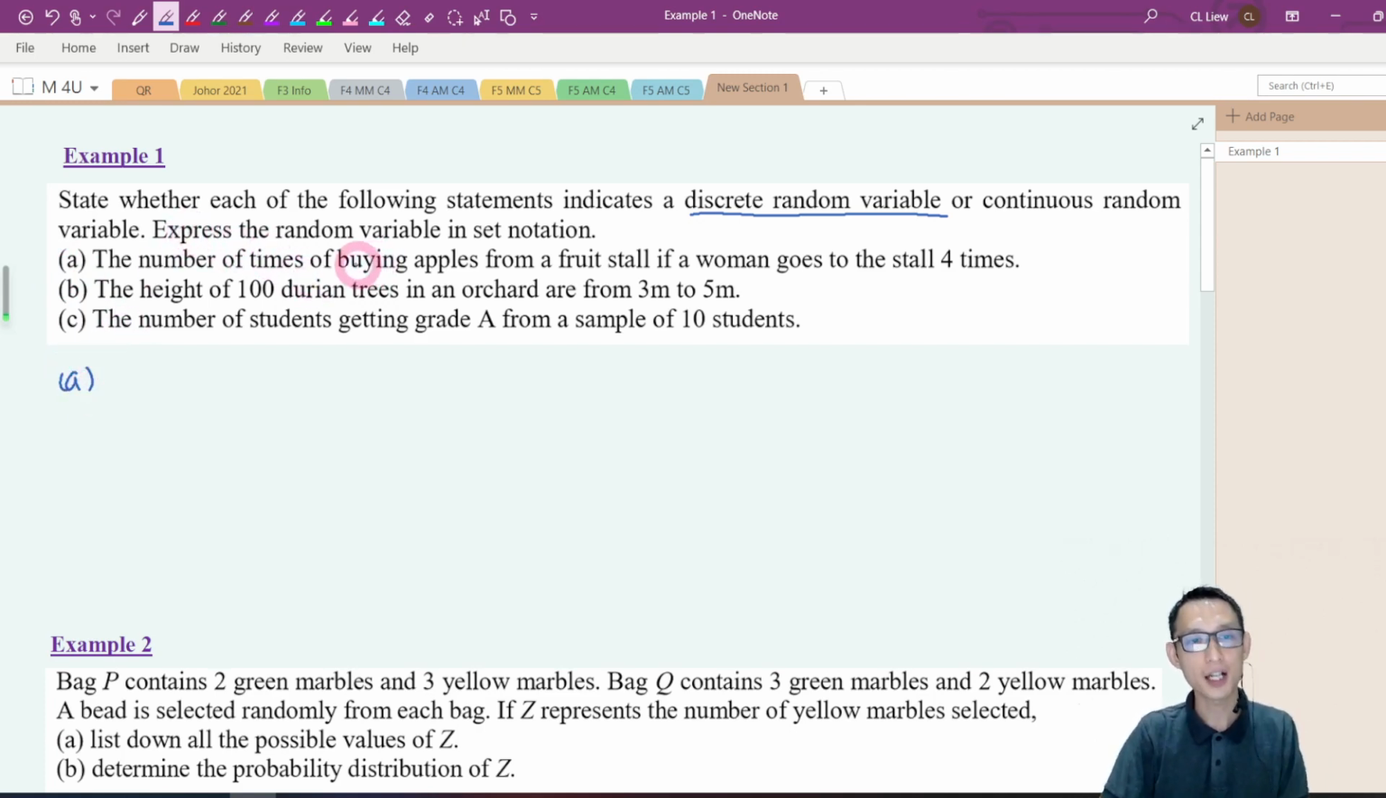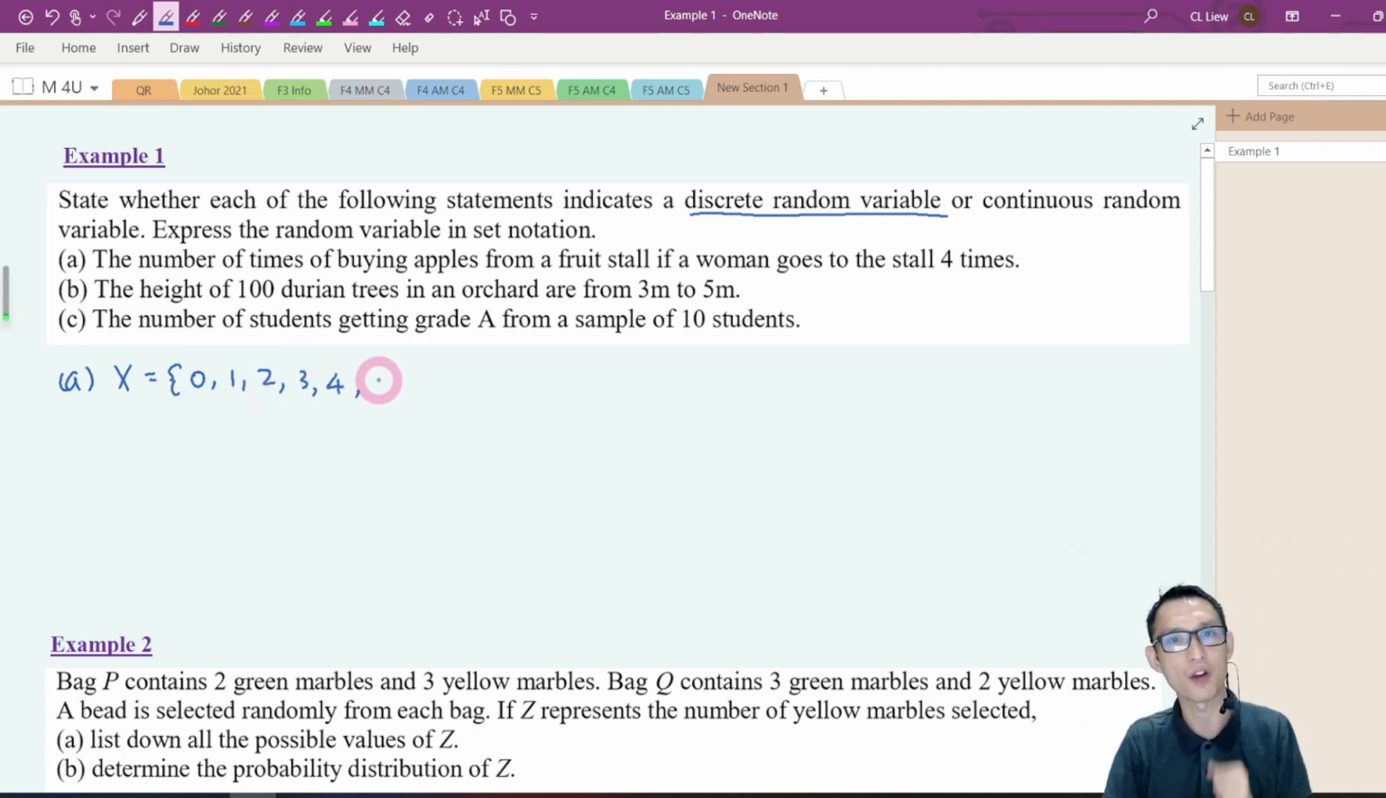The number of times of buying apples from a food store if a woman goes to the store for 4 times. Okay, now before I tell you this is discrete random variable or continuous random variable, let me represent this in set notation first. Let's say X is the number of times buying apples from a food store if a woman goes to the store for 4 times. Okay, try to think. What is the possible number of time? It can be 0 time, 1 time, 2 time, 3 time, 4 time.